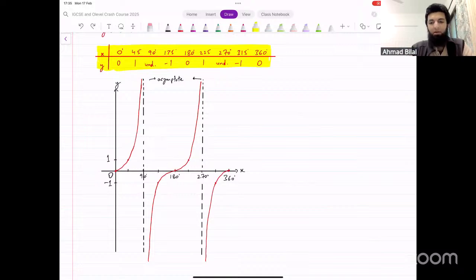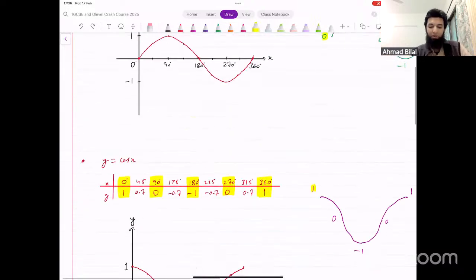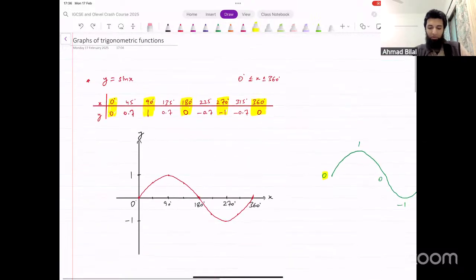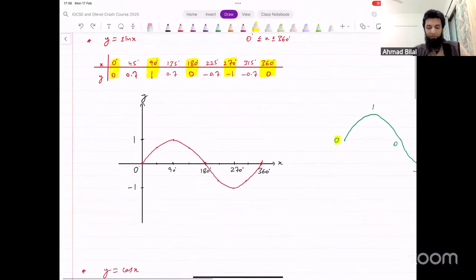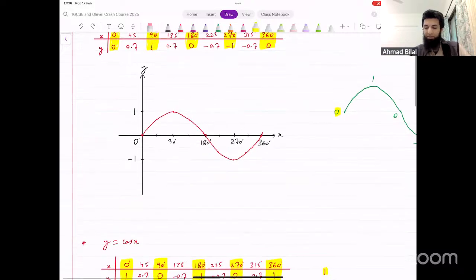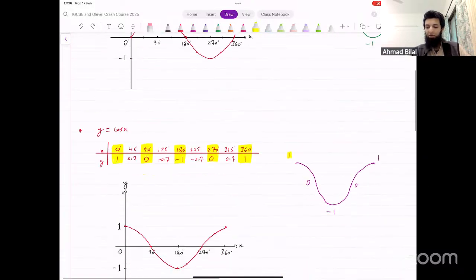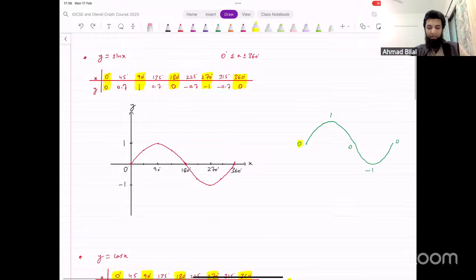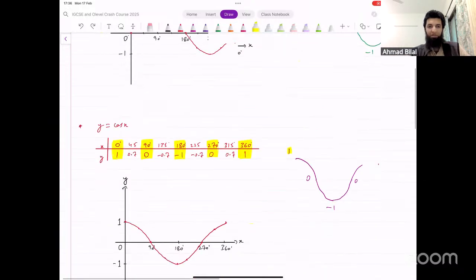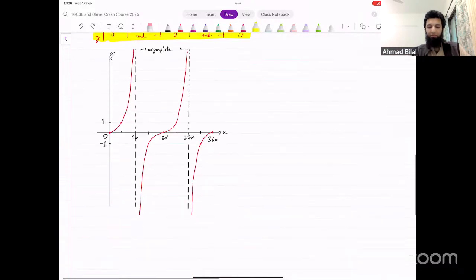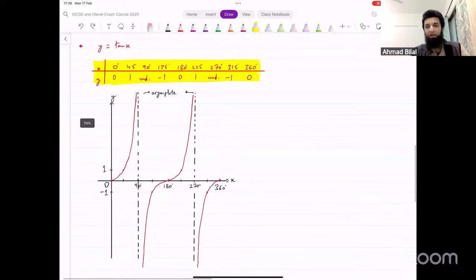Okay. Unfortunately, since you cannot use a calculator in one of the papers, if it comes there, you will need to be able to draw it without the calculator directly like this. But that's the shape of the graph. Now you need to remember these values that you have on these graphs for sine and cos in particular. Sine starts from 0, cos starts from 1. Remember that. Remember the shape of the sine graph, the shape of the cos graph, and the shape of the tan graph so that you're able to draw them directly.